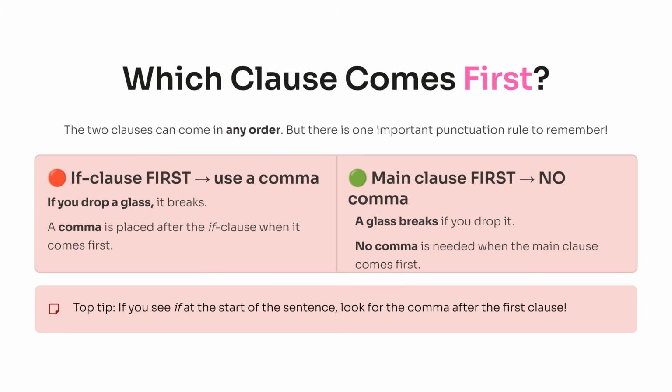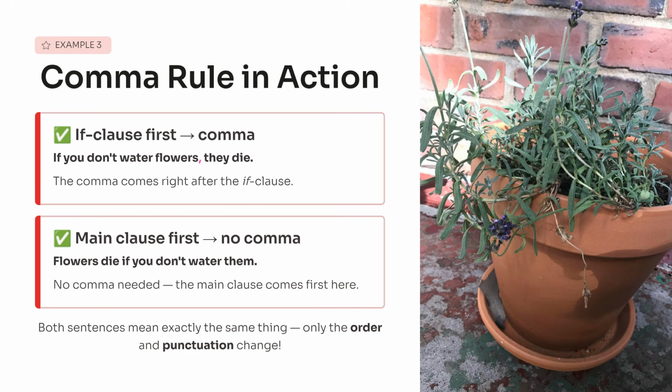Which clause comes first? The two clauses can come in any order, but there is an important punctuation rule to remember. When the if clause comes first, use a comma, like in, if you drop a glass, it breaks. Notice the comma right after the if clause. When the main clause comes first, no comma is needed, like in, a glass breaks if you drop it. As a top tip, if you see the word if at the start of a sentence, look for the comma after the first clause.